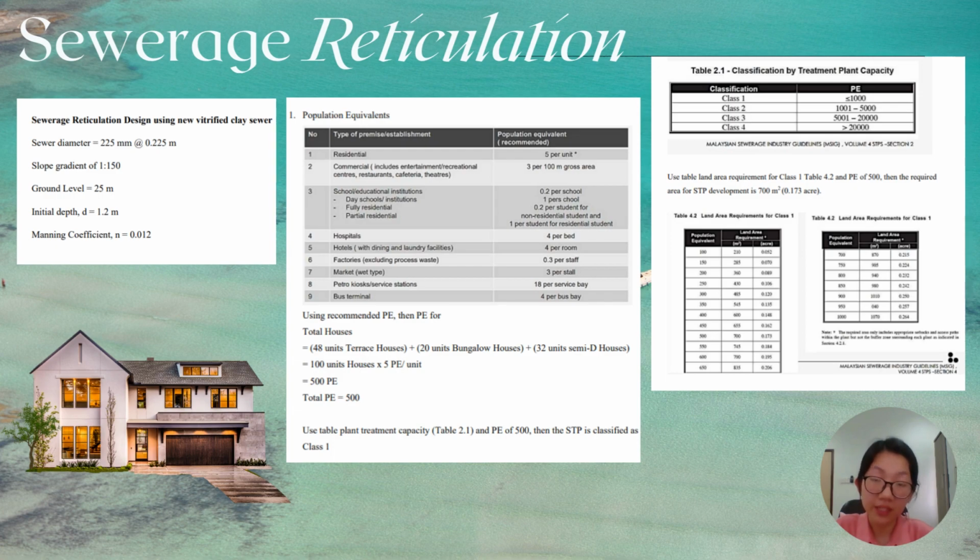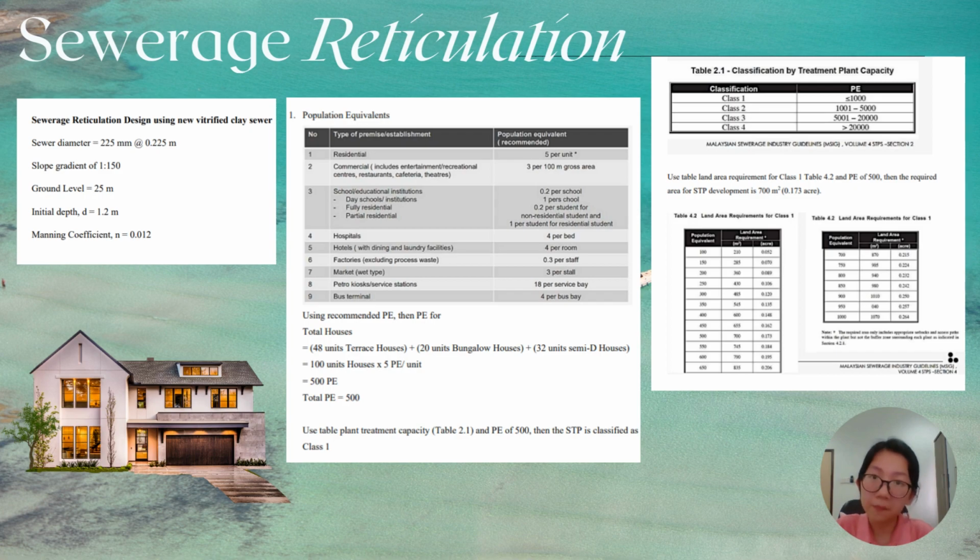The slope gradient is 1 to 150. The ground level is 25 meter. The initial depth D is equal to 1.2 meter, and the Manning coefficient n is equal to 0.012. So the population equivalence that we obtain is 500.